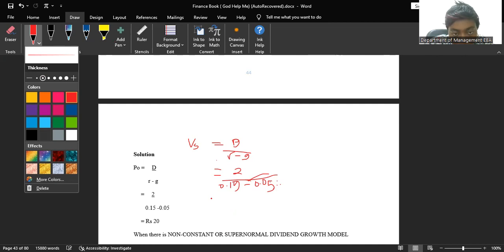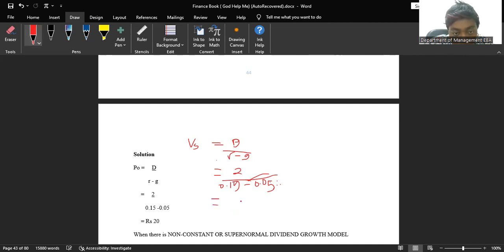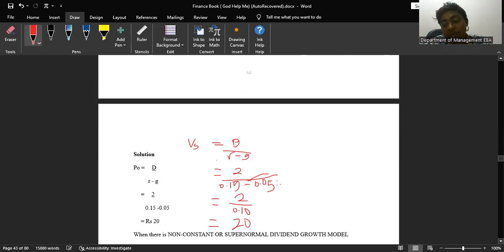Then the price is what? Then the answer will be what? So it will be 2 over 0.10, which at the end of the day is going to give us 20 rand. Okay, because the currency was in rand.